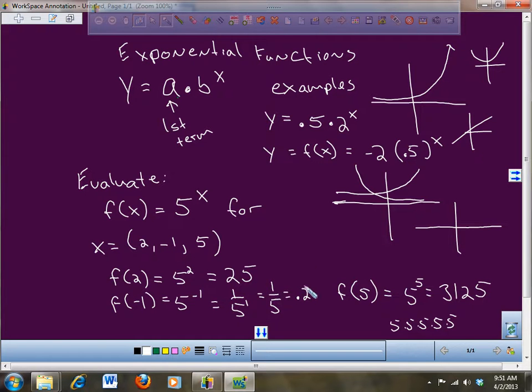At negative 1, I get 0.2, right? You don't have to sketch this graph, but at negative 1, I get 0.2, which is a teeny little number. And then at 2, I got 25, which is a big, huge number. And then at 5, I got a huge, huge number way up here. So you can see that this exponential function is doing something like whoosh, going up really fast. See? Okay. Let's try another one.